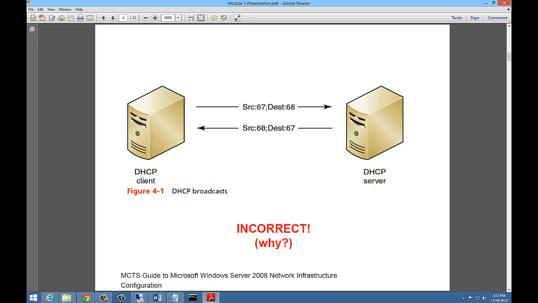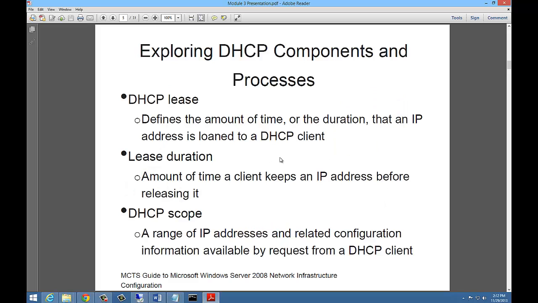So if you take a look at a DHCP client, maybe this is your PC, and a DHCP server, maybe this is your Windows 2008 server, you can see it sends a request on source 67, destination 68, and source 68, destination 67. So you can kind of see how those are all connected.